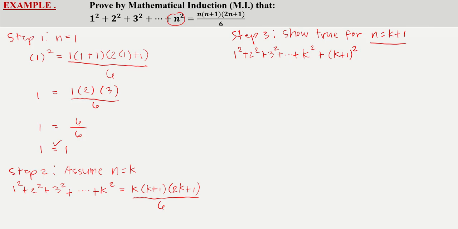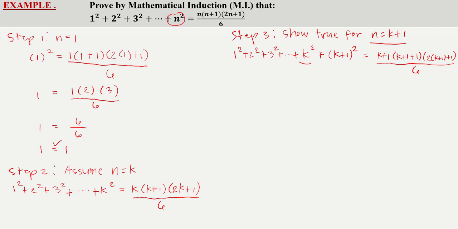Okay, don't forget there should be (k+1)², which will become (k+1) times (k+1+1), then (2(k+1)+1) all over 6. So that's for the right side. Again, remember that k² existed. We will not change k². It's still part of our series.